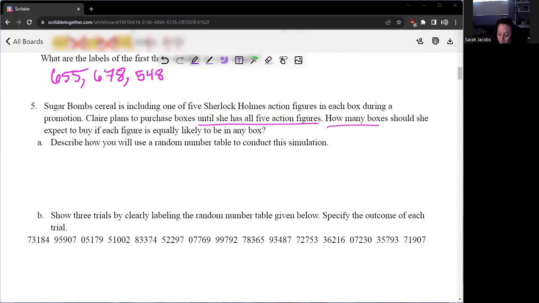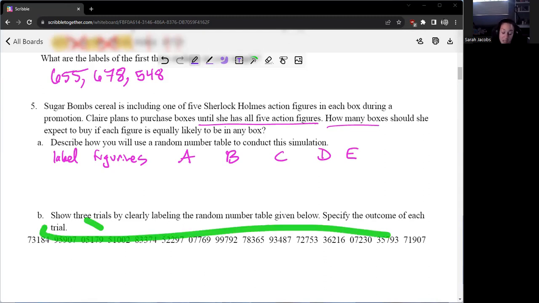So the expected number of boxes is going to be more than just 5 because she might get the same figurine 3 times in a row. So what I'm going to do is label figurines A, B, C, D, and E. And I'm using letters here because these are numbers, and then I can keep track of letters versus numbers more easily. You could totally call these figures 1, 2, 3, 4, and 5.